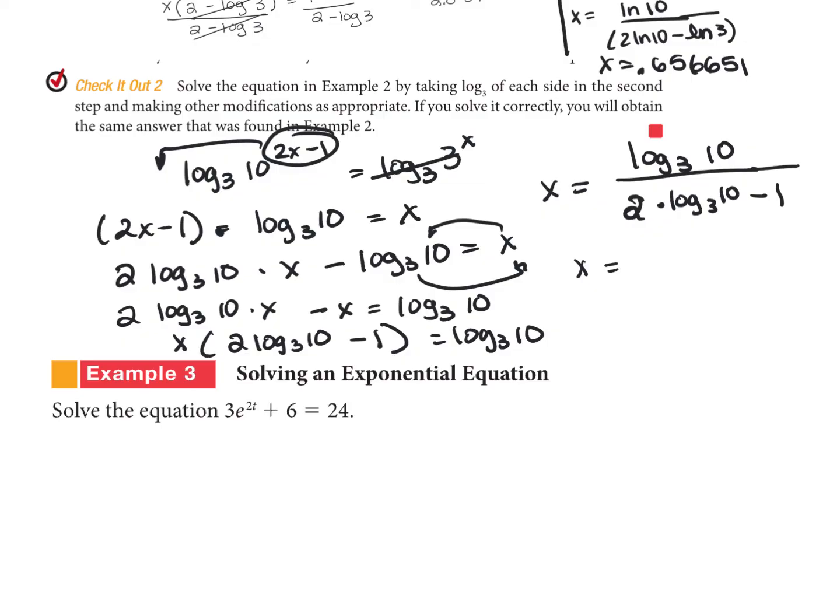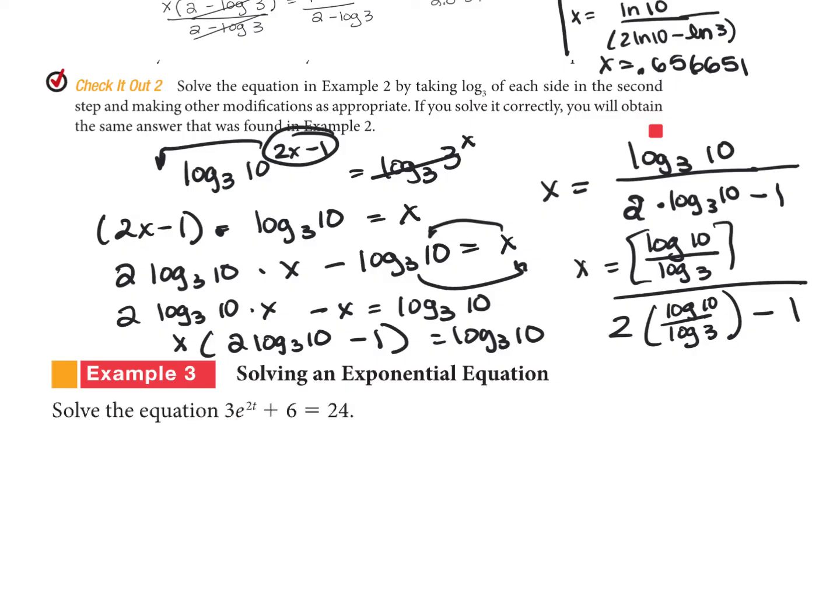So I'll use the common log. So this would be the log of 10 over the log of 3 times 2 log of 10 over the log of 3 minus 1. So I would have to type all of that into my calculator. I'll just do this part first, save this as an answer, and then use it. So if I take log of 10 divided by the log of 3, I get just this part right here.